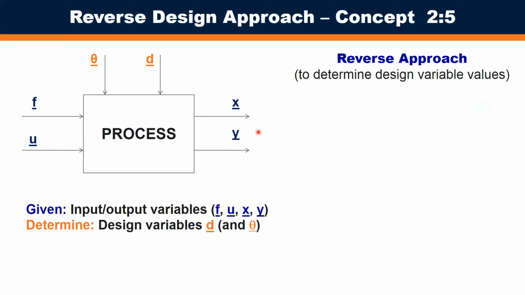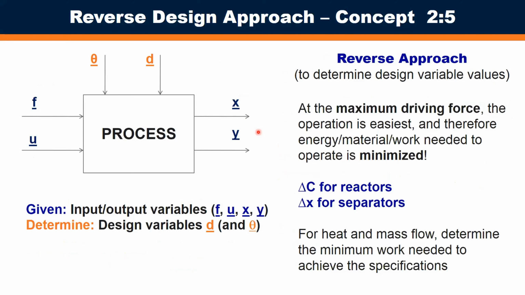So when we look at specifically the reverse approach, the key thing is at the maximum driving force. That's the core concept that we're going to talk about today: when we have the maximum driving force, then we have the easiest conditions of operation, and that should lead to the minimization of energy usage, material, and work. And when we're looking at reactors, like I said, that's a change in composition. That's the driving force, the composition difference, and composition differences for separators. When we're looking at heat and mass flow, what we're looking at is minimizing the work needed to achieve the specifications for either temperature or pressure.